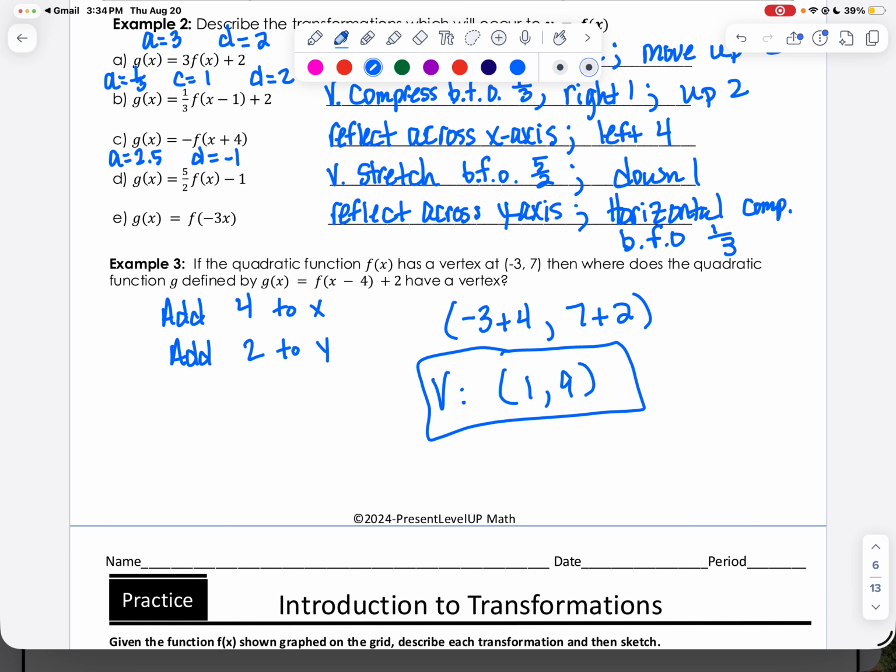And that concludes today's lesson, Introduction to Function Transformations.